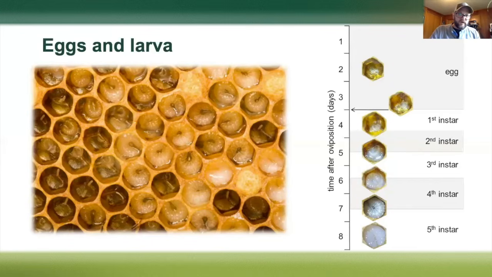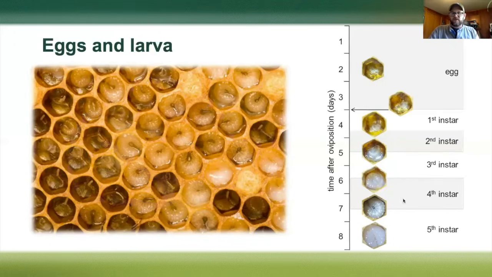So if we go over here to our cells, let's see if we can find one. You've got one right here. So there's our first instar. You've got one right here that looks like it's just about turning into that second instar. It's got that crescent kind of going on a little bit more.